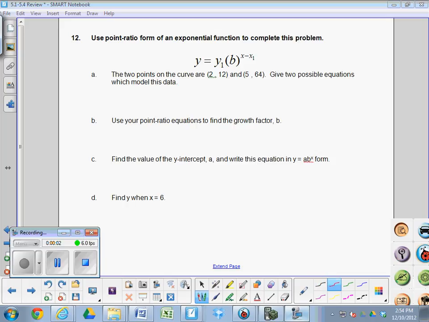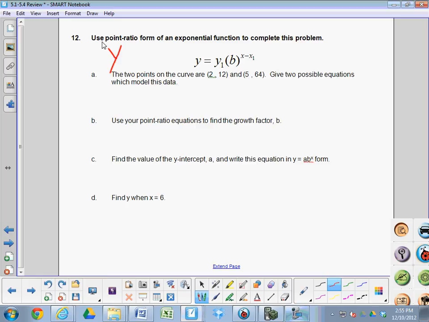All right, this is number 12 on the practice quiz, 5-1 to 5-4. Use point ratio form, and I gave you point ratio form there. This is slightly different than the general form of an exponential. The one in red uses a and a plain old x. The reason it uses a and a plain old x is a represents the y-intercept, 0, a.